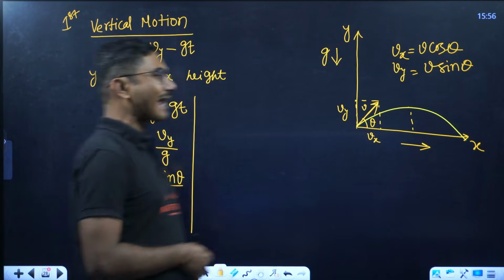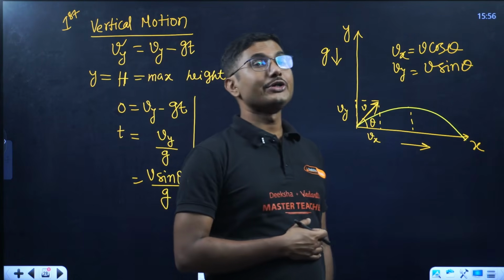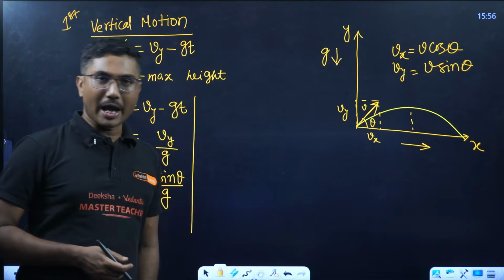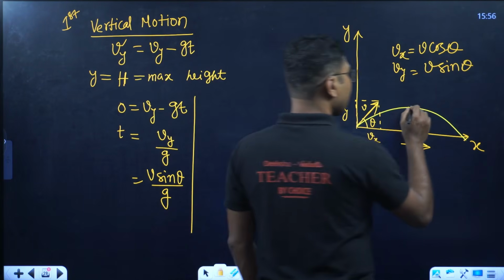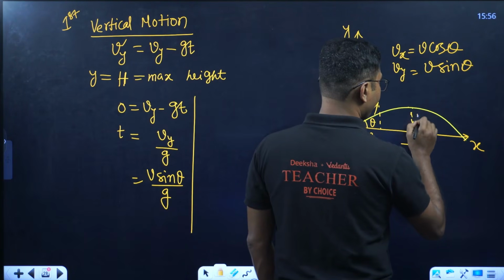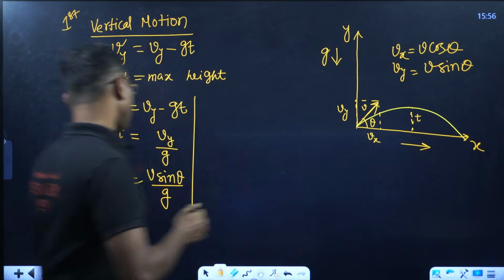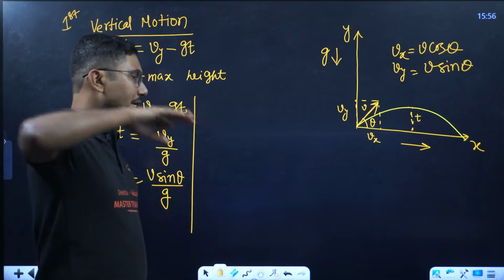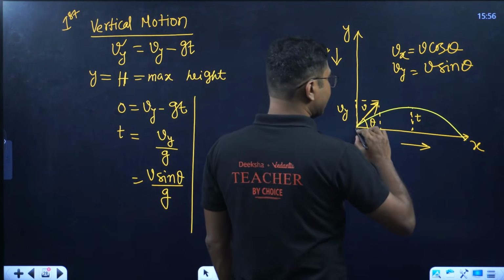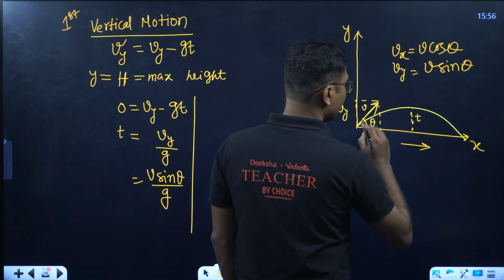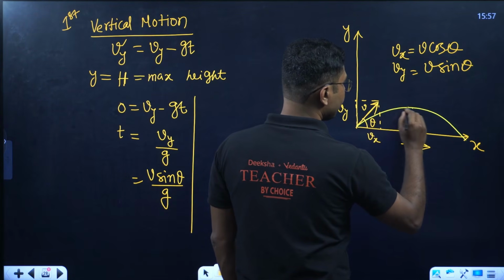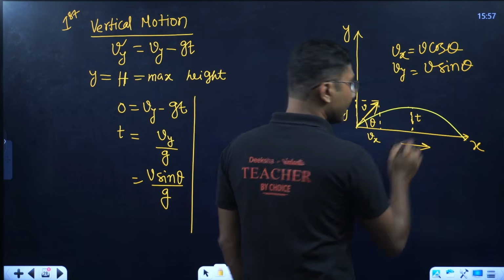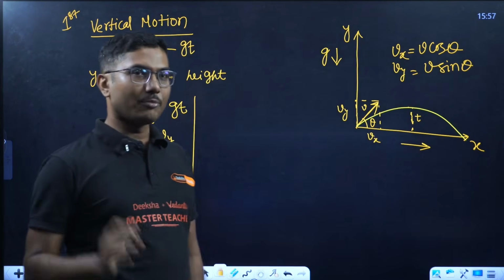This is the maximum time. This is the time taken to reach the maximum height. Time taken to reach the maximum height is basically given by this time t, which is given by v sin theta by g. Now if you consider the projectile motion, this is the halfway path. So it is starting from here, it reached over here, and then it reached over there. So this is the halfway point.